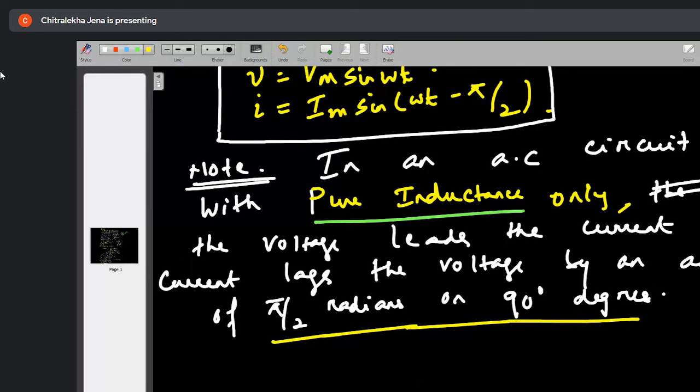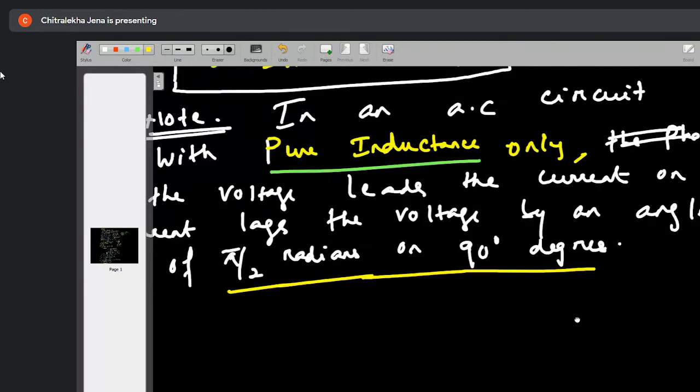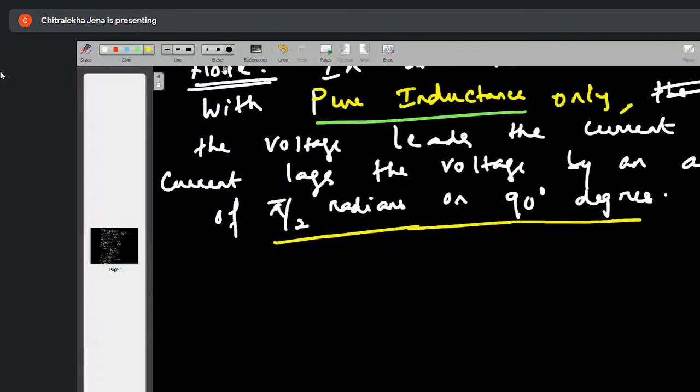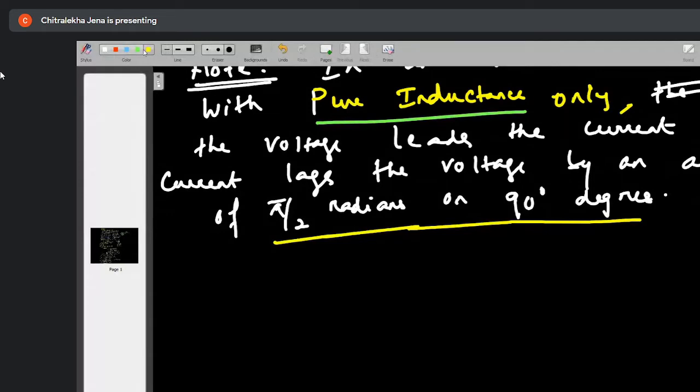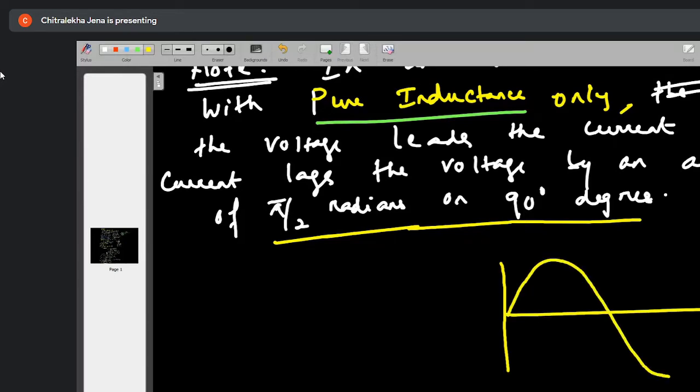So now if we draw the graph of the voltage and current, I am taking the voltage as the reference, Vm sin omega t. This is my reference waveform, voltage is equal to Vm sin omega t, where Vm is the maximum value of the voltage. How will the current waveform be?